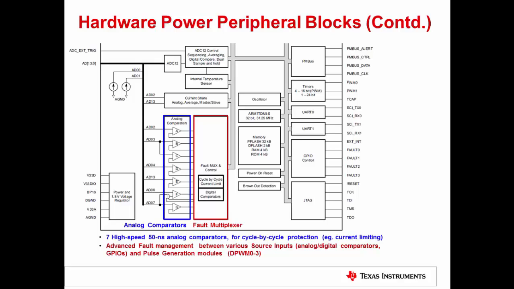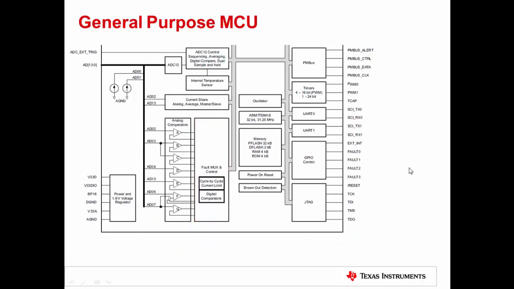For example, the fault mux block can accept the input from one of the analog comparators and count to a predetermined number of triggers before initiating a response with the DPWM outputs. This concludes the introduction to the hardware state machine in the UCD3138 device. Let's now talk about the MCU.